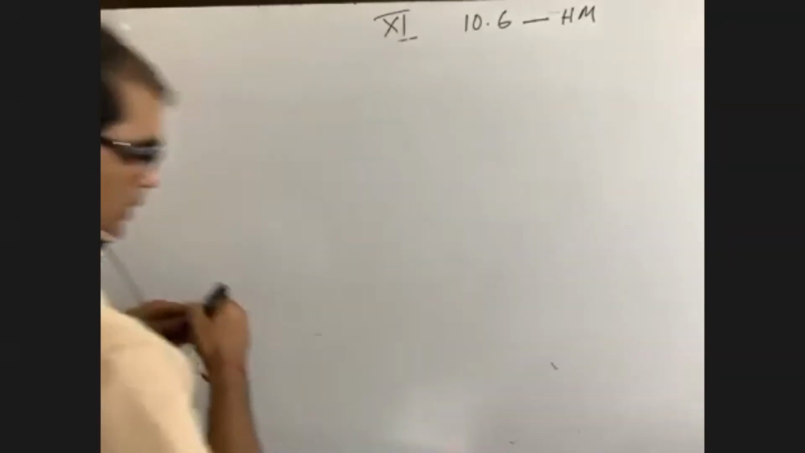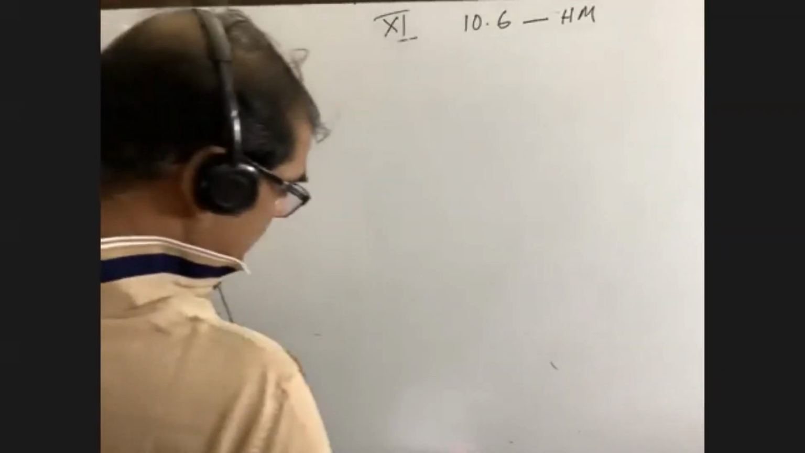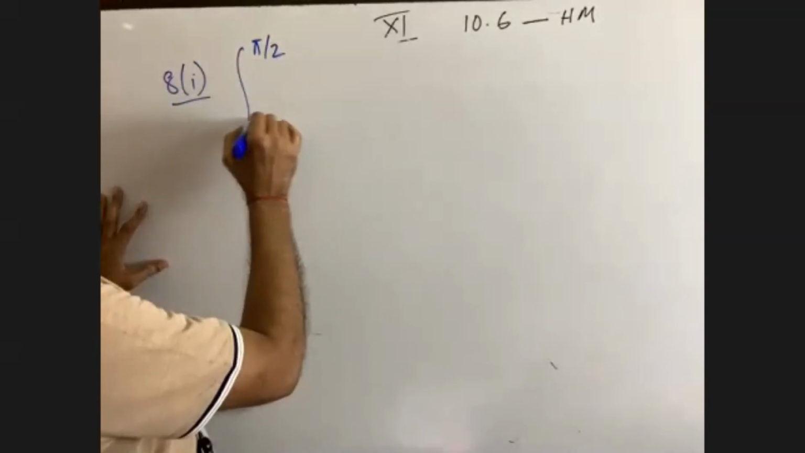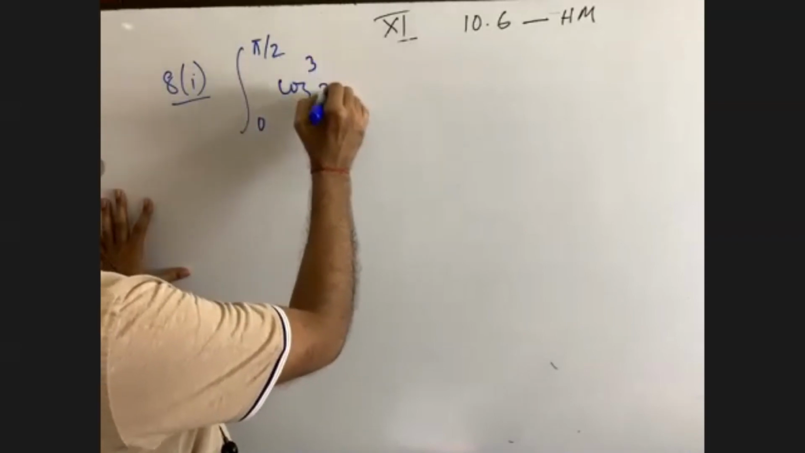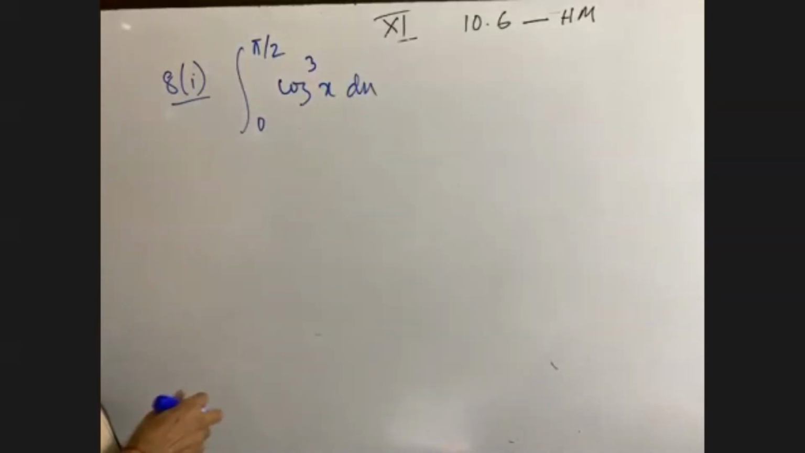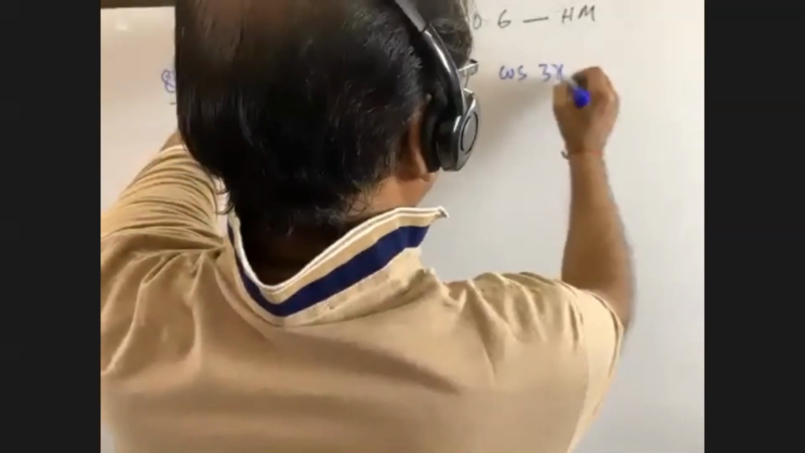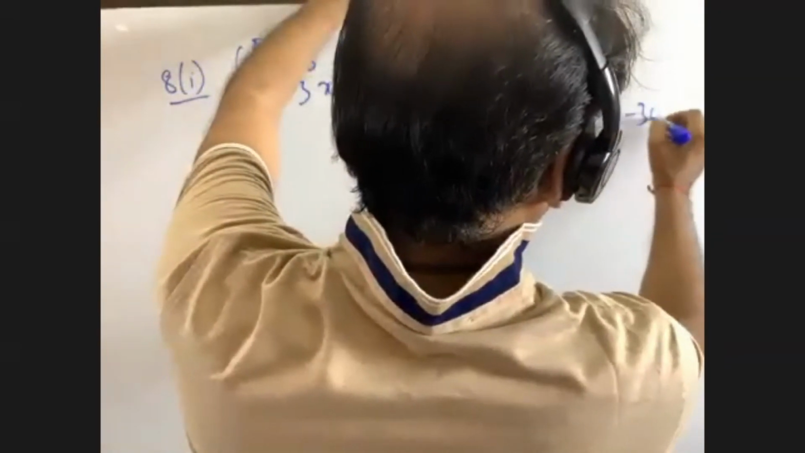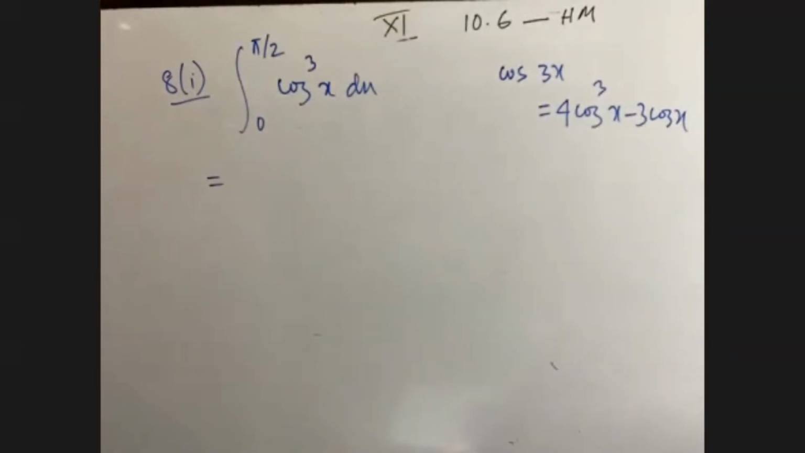Now question number 81. It is the integral from 0 to pi by 2 of cosine cube x dx. Okay. Now just let me know what is the formula for cosine cube x. We know cosine 3x equals to what? 4 cos cube x minus 3 cos x. This is the formula of cosine 3x.